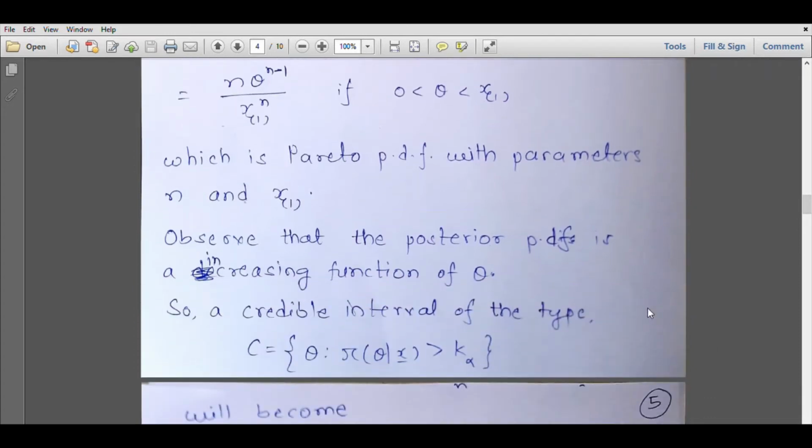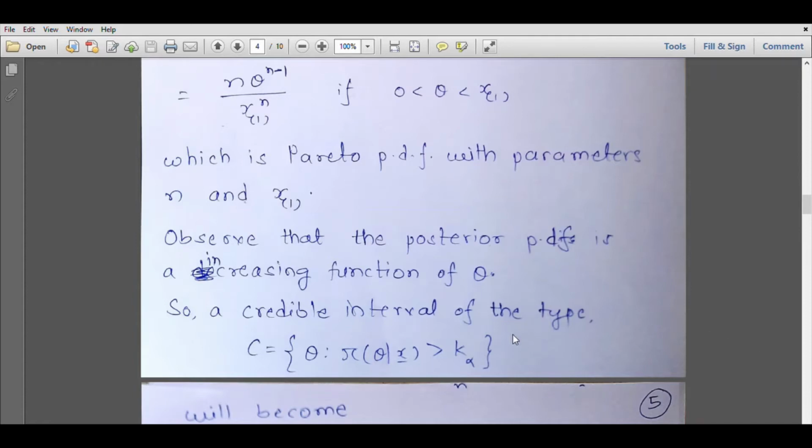So now let us first try to construct an interval for this type of posterior distribution. The credible interval will be of the type C, where we are gathering all theta such that the posterior distribution is at least greater than or equal to k alpha.